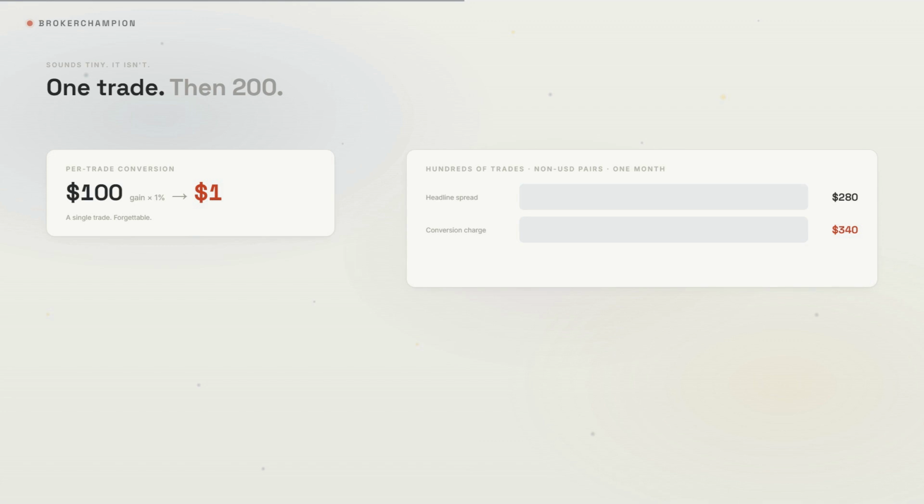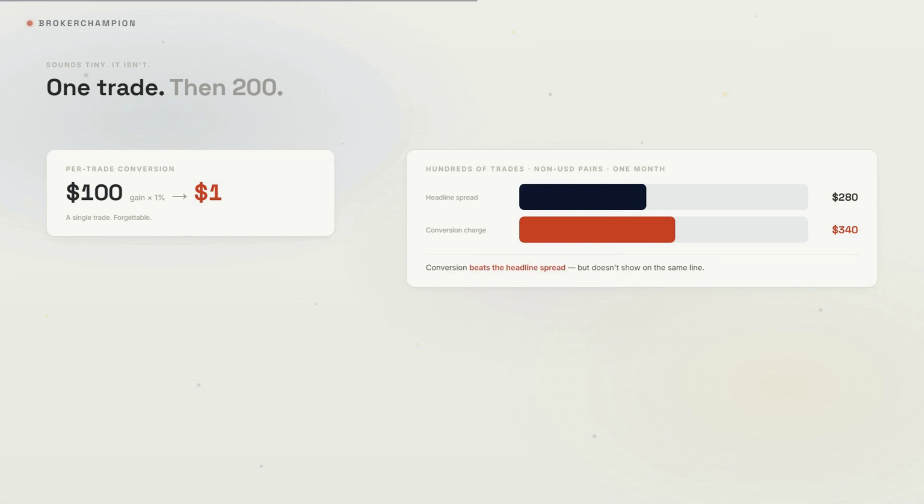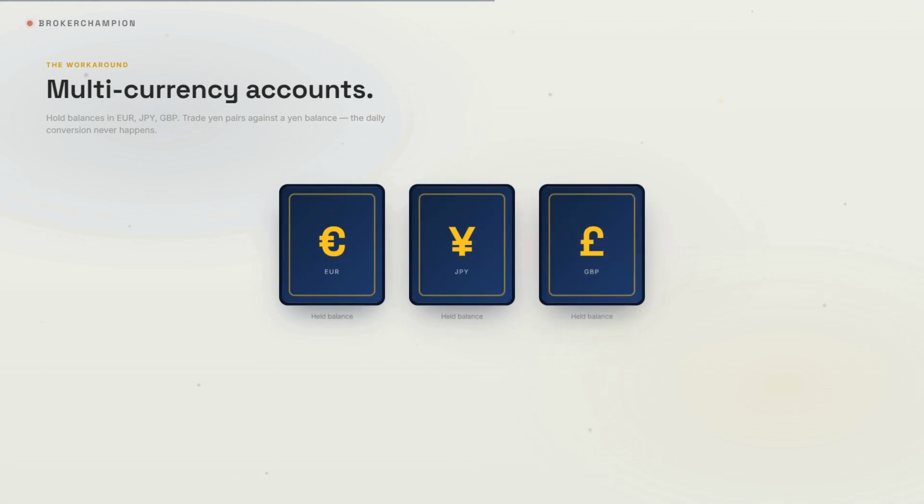Sounds tiny. It isn't. Run that across hundreds of trades a month on non-dollar pairs, and the conversion charge often beats the headline spread cost. It just doesn't show up on the same line of the statement. The workaround? Multi-currency accounts. Interactive Brokers, Saxo, and IG Premium let you hold balances in euros, yen, pounds simultaneously. Trade yen pairs against a yen balance, and the daily conversion never happens. If you trade non-US dollar pairs in any size, this single feature pays for itself.